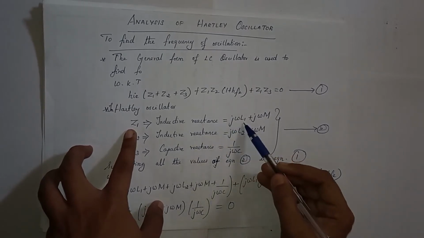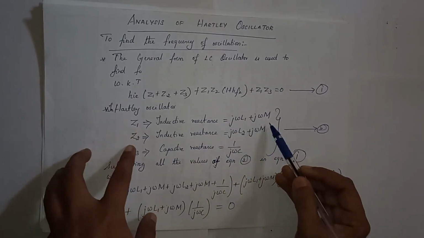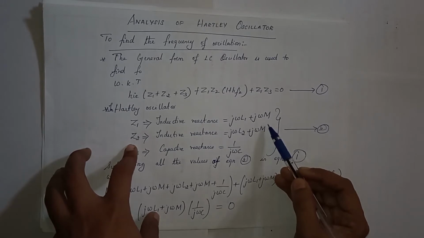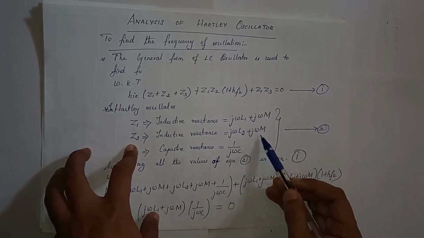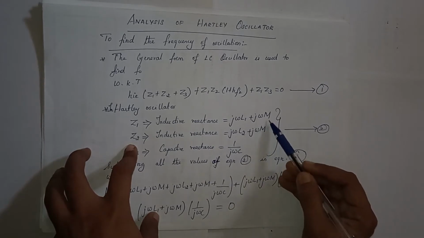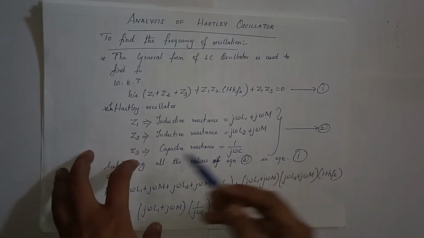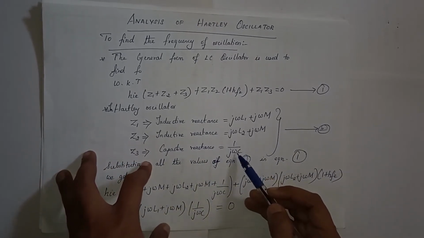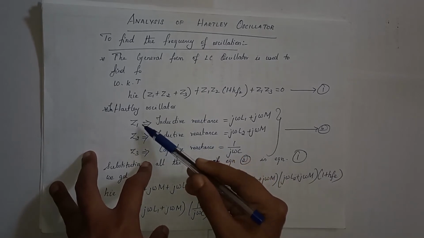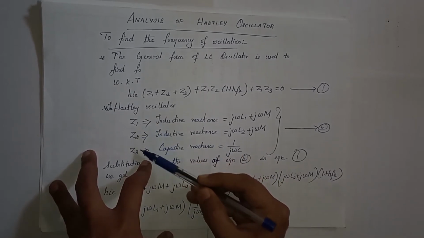Z1 is j omega L1 plus j omega M. Z2 is an inductive reactance, so it is given by j omega L2 plus j omega M. These two M values are nothing but the mutual inductance of the inductors. Z3 is capacitive reactance and it is given as 1 by j omega C. So now we've got these three values, Z1, Z2 and Z3.